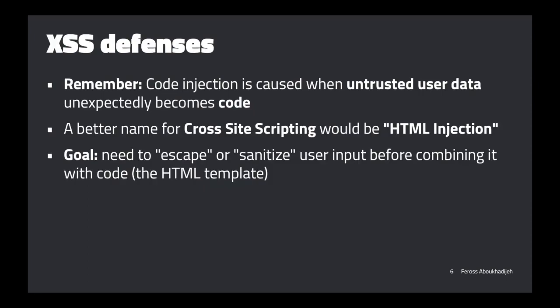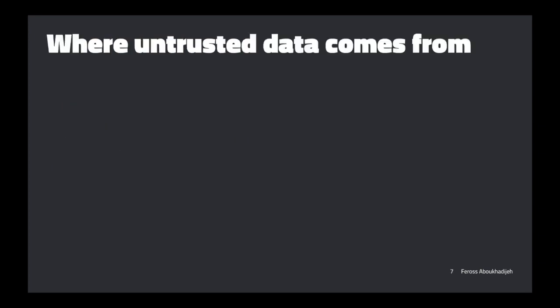Cool. So the idea behind these defenses, just to review, is that the core problem is untrusted user data being combined with code. Actually, I think the name cross-site scripting is a little bit misleading. We should probably be calling it HTML injection. That parallels nicely with what we're going to talk about later, which is SQL injection and other kinds of server-side injections. Basically, we're inserting new, unexpected HTML. So our solution is to escape or sanitize this user input before combining it with the code. And we talked about the different characters we have to worry about last time.